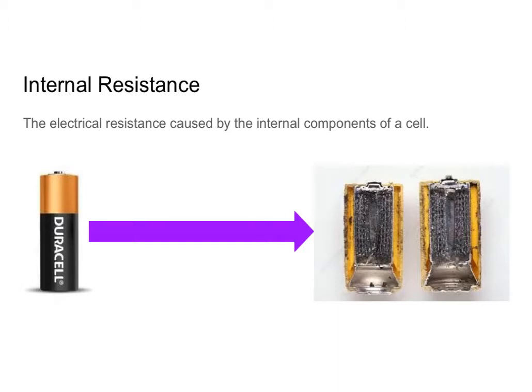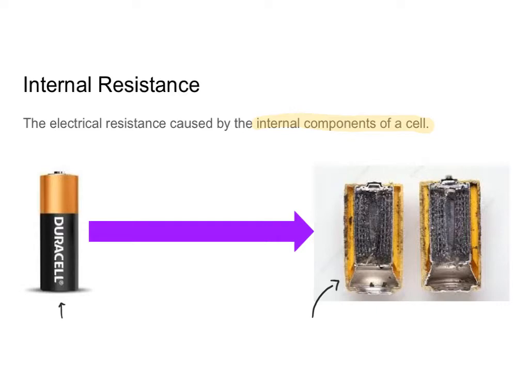Internal resistance is the electrical resistance caused by the internal components of a cell. What I mean by that is that your batteries, such as this Duracell over here, aren't made of some magical resistance-free material. They're made of metal and chemicals and other things that all have their own internal resistance. They all will have some sort of physical quality that prevents electrons from flowing fully freely, just like any material on Earth, except for, of course, our superconductors, which we're not going to get into in this class.